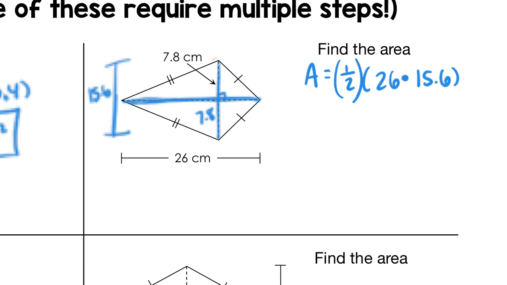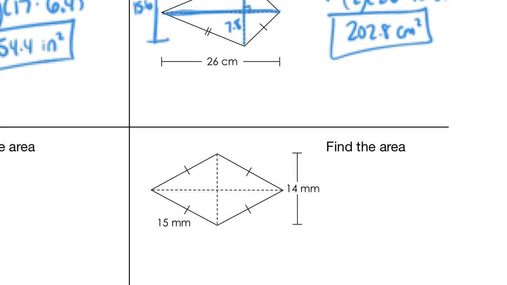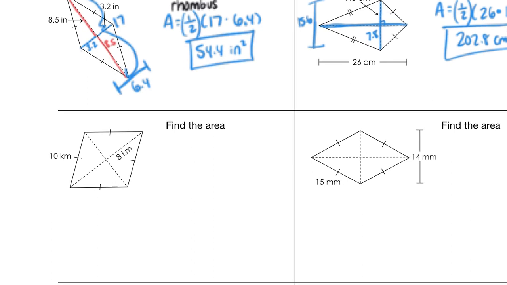I'm typing that in the calculator because it has those decimals. So I'm putting the 1/2 in parentheses. 26 times 15.6 is 202.8 square centimeters. Couple more here. So this next one is a rhombus.